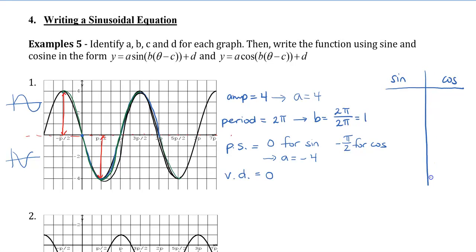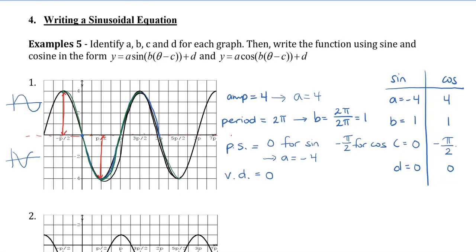Now, it doesn't matter whether it's sine or cosine, the amplitude is still 4, but it's going to be -4 if I want a phase shift of 0. For cosine, this will be 4. The period doesn't change whether it's sine or cosine, they're both going to be 1. And same with my d value, my vertical displacement, both of them will be 0. So it's my c value that's going to be different. For sine, this will be 0. And for cosine, this will be negative pi over 2.